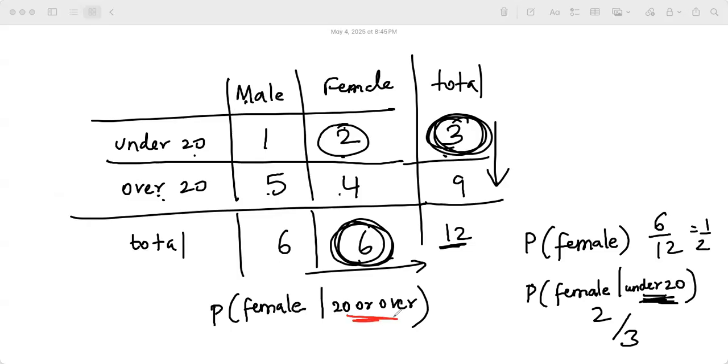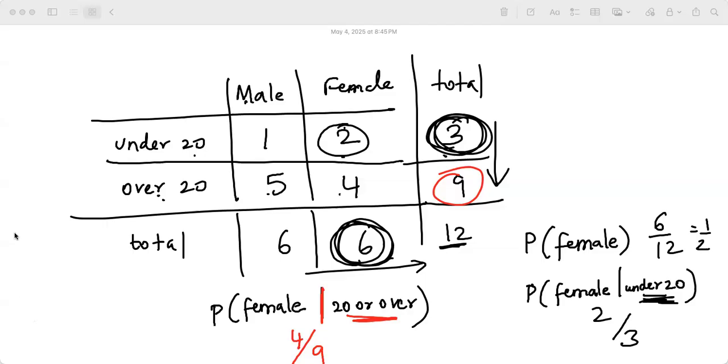See, 20 or over is given. Within that only I need to pick, because that is the assumed value. It has already happened. Over 20, so out of 9, I have to pick. What is the probability of the female? It is 4 out of 9. Manya, did you get that? Yeah, I sent my answer. Okay. Does it make sense?